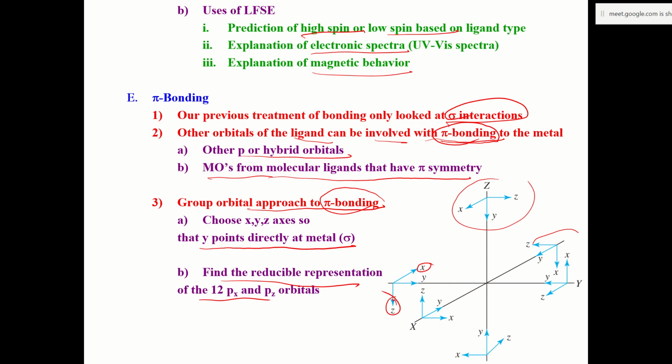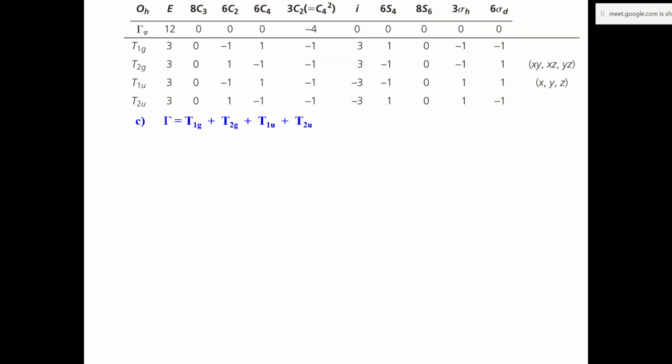So each ligand will have two p orbitals which have not yet been used. Only one p orbital of each ligand has gone into sigma bonding; the other two orbitals remain. So they can be used for making these pi bonds.